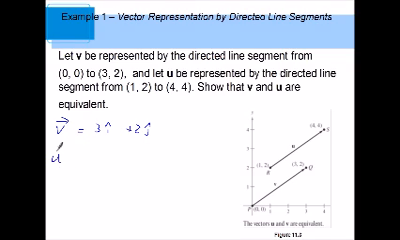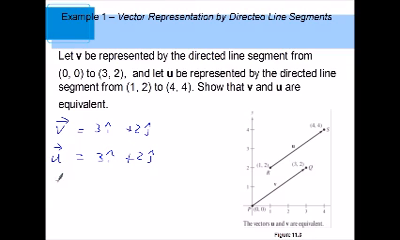Vector u starts at 1, 2. So from 1 it goes over 1, 2, 3, and then up 1, 2. So v and u have the same, we'll call it the same shape. Okay? We need to check to make sure the magnitude is the same.